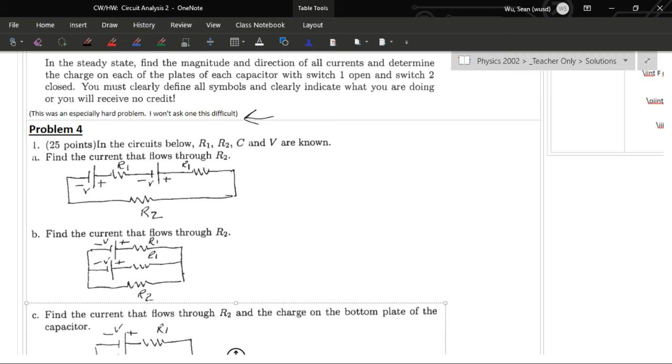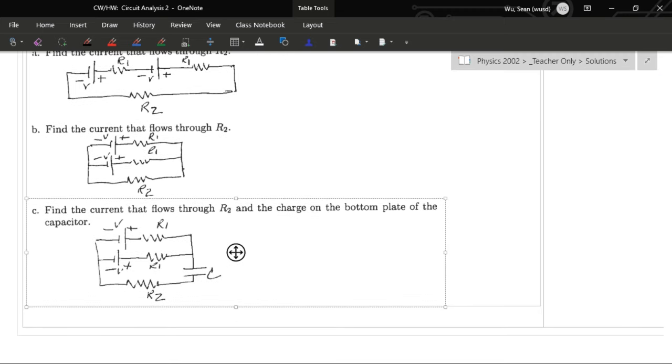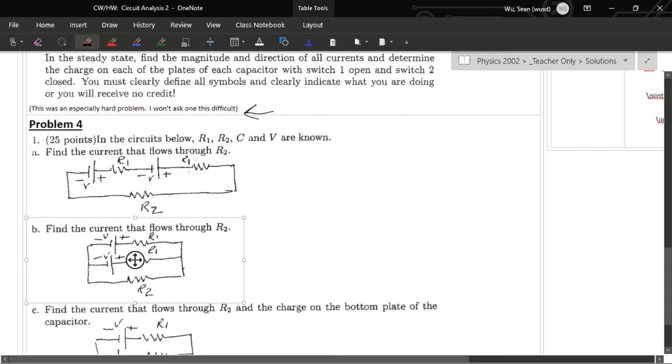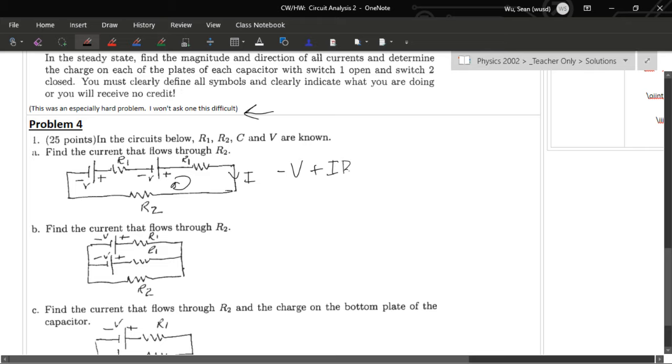So problem 4, it's basically just 3 quick circuits that we're going to have here. So this is going to be some current I. We can go around our loop. This is going to be minus V plus I R1 minus V plus I R1 plus I R2 is equal to 0. So I is going to be equal to 2V divided by 2R1 plus R2.